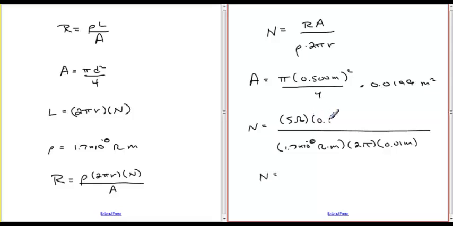So area is 0.0199. So let me fix that. 0.0199. Still a really big number. I'm getting 9.3 times 10 to the 7th. That's a really big number. So obviously I'm doing something wrong here.